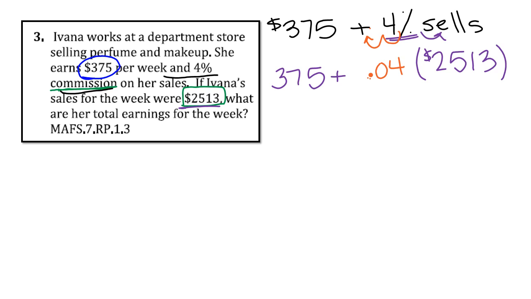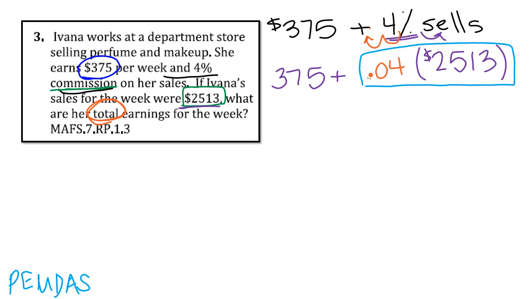Okay, so this is where we are right now. Now I know I'm going to have to add eventually. I'm going to have to add my $375 to that total because the question's asking us for her total earnings. So the next thing that I want to do is I'm going to look here and I want to use my order of operations, which remember is please excuse my dear Aunt Sally. That's PEMDAS. And so that always tells us to multiply first before we add. All right, so I'm going to go ahead and multiply 0.04 times 2,513. And you can use a calculator for this one if you need it.